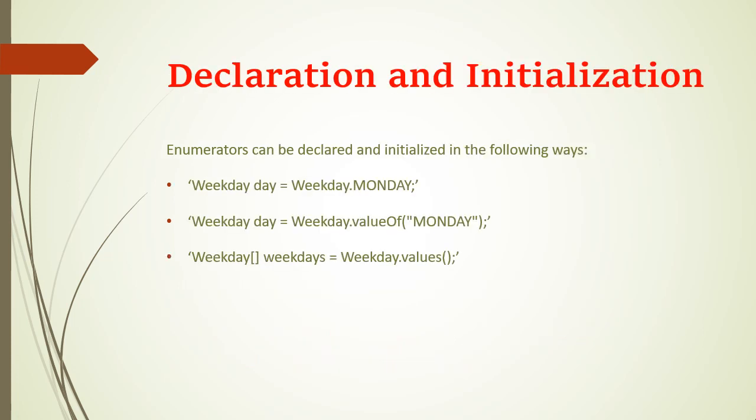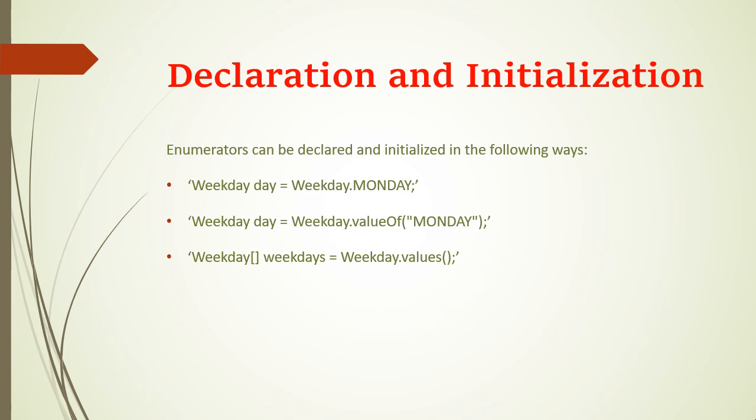Next, we go to the declaration and the initialization. As we have taken the above example where we declare enum followed by the enumerator name, that is weekday, we can initialize a value by writing the enumerator name followed by the variable name, which is equal to the enumerator name dot the constant value which has been declared inside the enumerator class. So it is going to take the value Monday from that constant. So weekday is equal to weekday dot valueOf Monday.